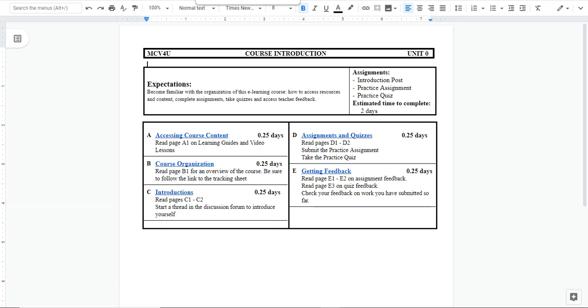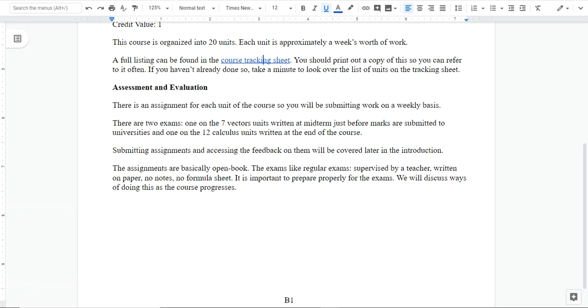Course tracking sheet is really important as well. They all have links to the other stuff in them. Okay, so going back to the course organization page here, we have taken a look at the tracking sheet. So assessment and evaluation, as I mentioned, there's an assignment for each unit of the course. You'll be submitting one of those basically on a weekly basis. I've talked about the exams right here when we were looking at the tracking sheet.